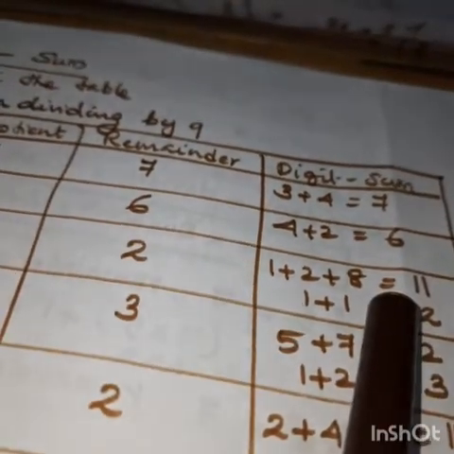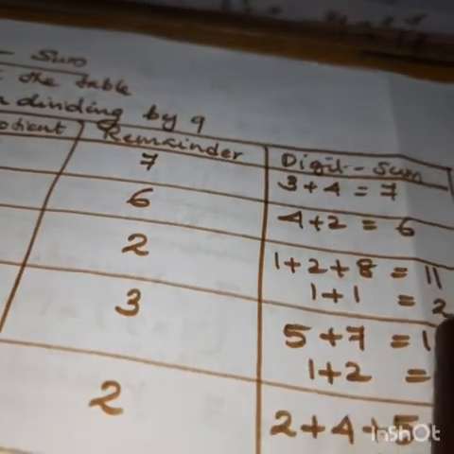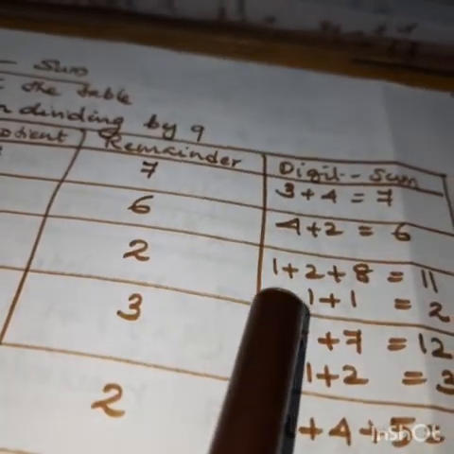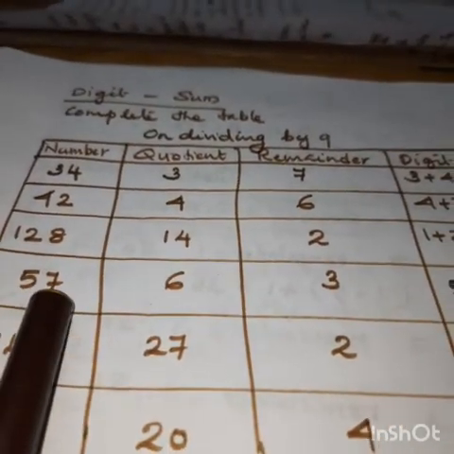This is a 2-digit number. Then again add the digits. That is 1 plus 1, that is 2. Add until we get a single digit. Then 57: 5 plus 7, 12. 1 plus 2, 3. Then 3 is the remainder.